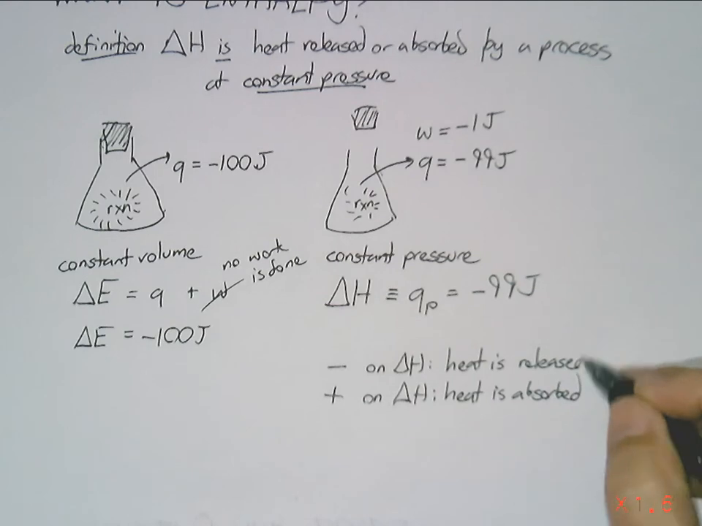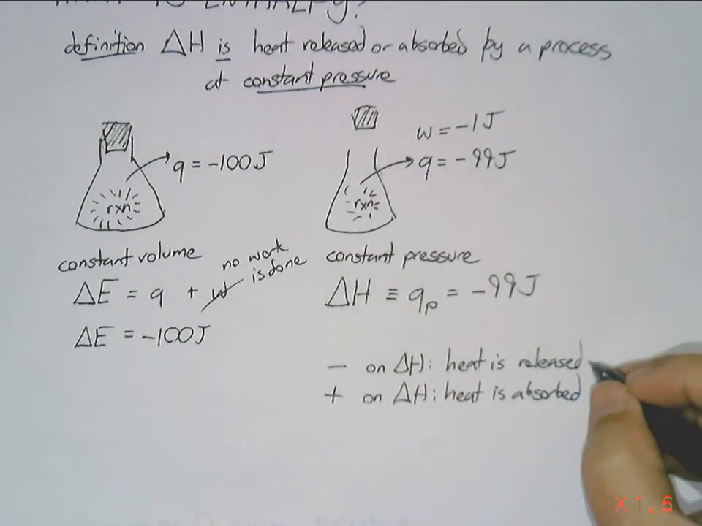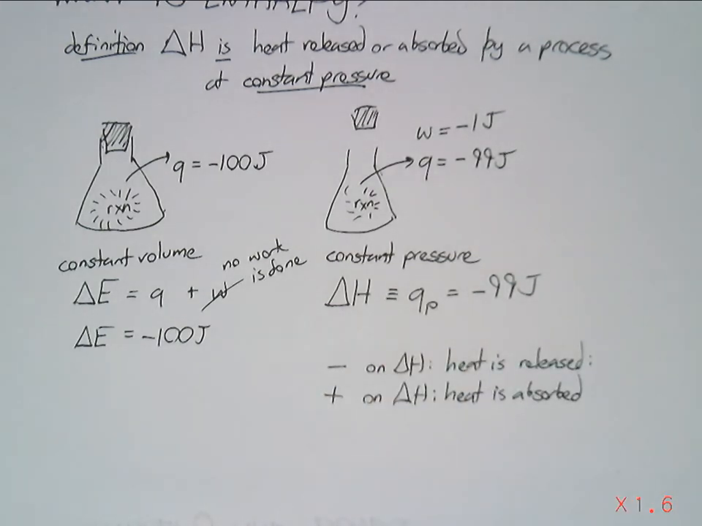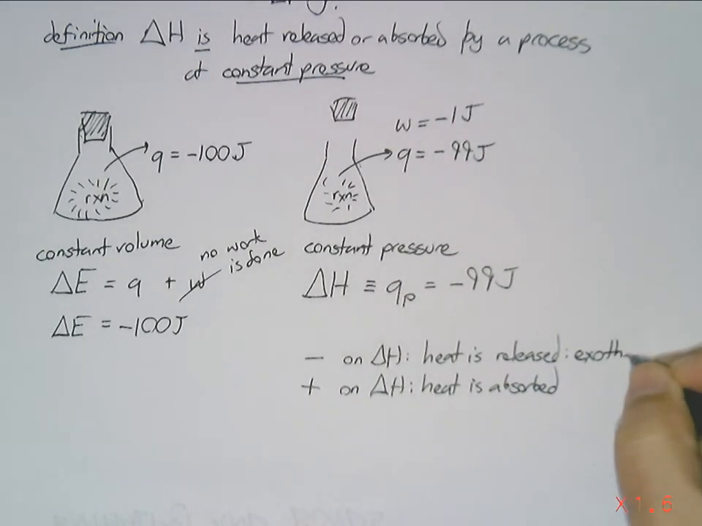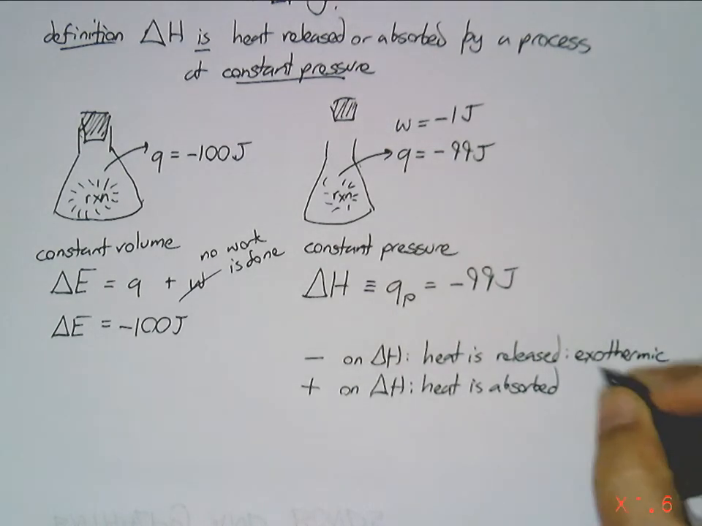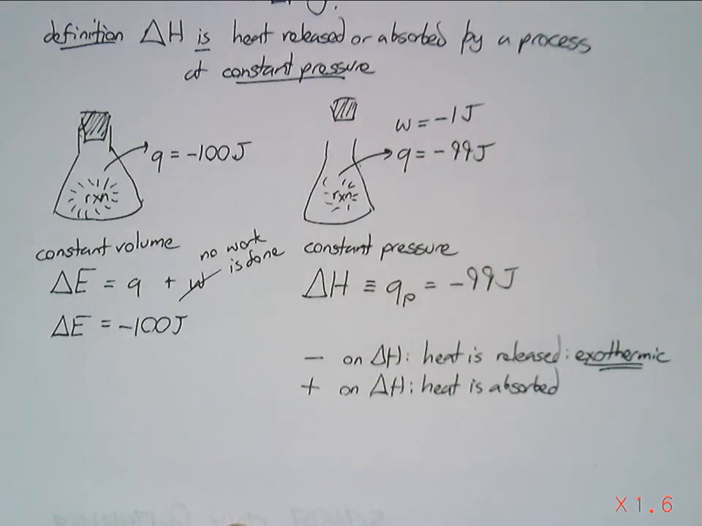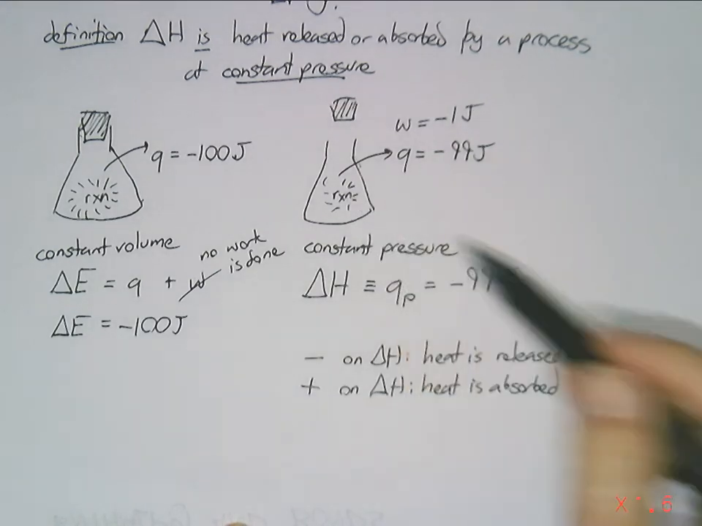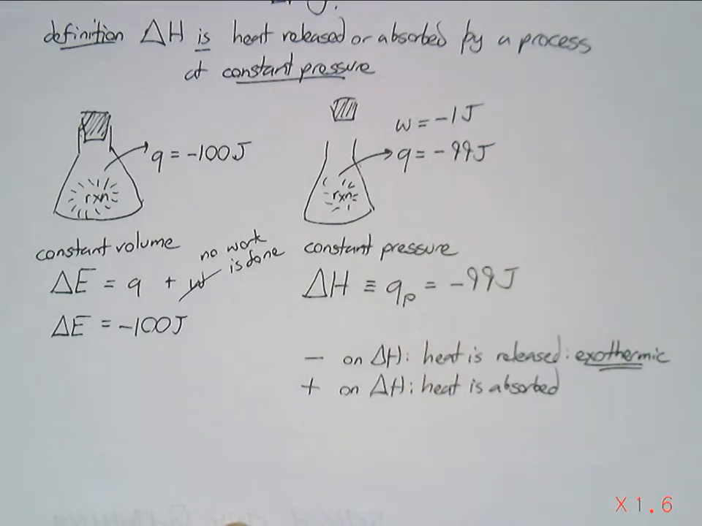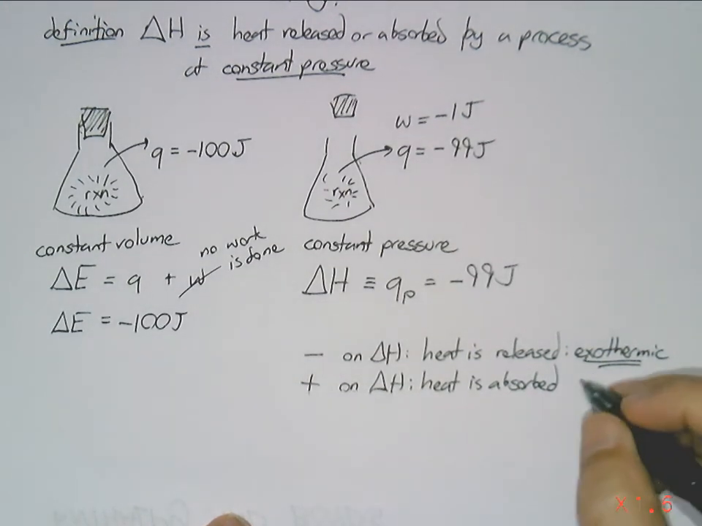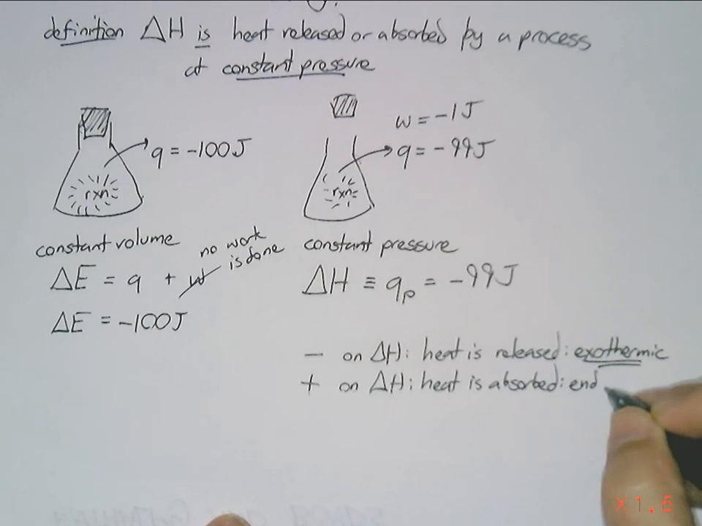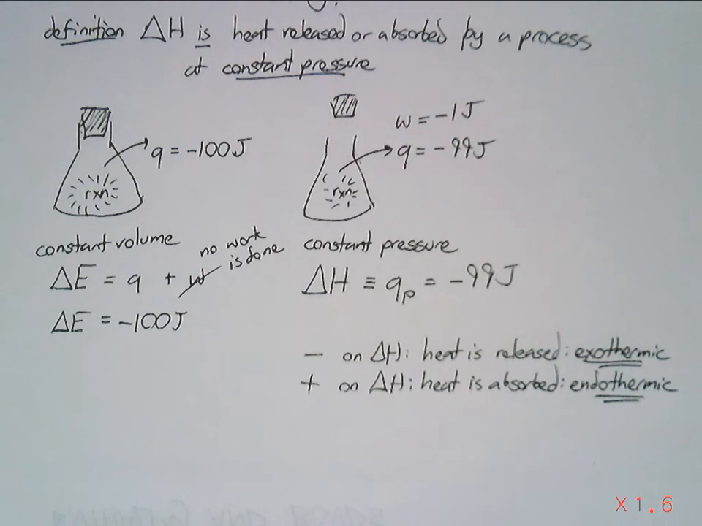Now, there's a name for these two situations. If you have a negative sign on your delta H and heat is being released, they call that an exothermic reaction. So this would be an exothermic reaction that we have in here because it's got a negative sign on the delta H. If we've got a positive sign, it's called endothermic. So these are two vocabulary words that you should know.